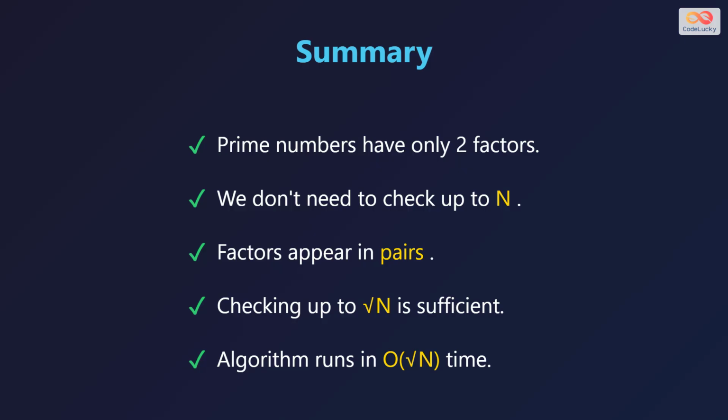To wrap up, prime numbers only have two factors. Because factors appear in pairs, we only need to check for divisors up to the square root of the number. This optimization changes our algorithm from linear time to square root time, making it significantly faster for large inputs.